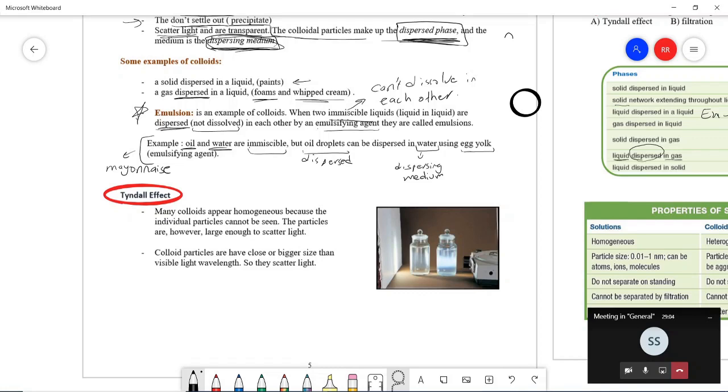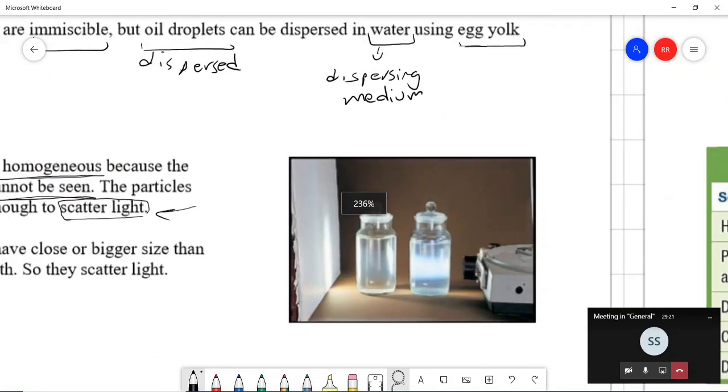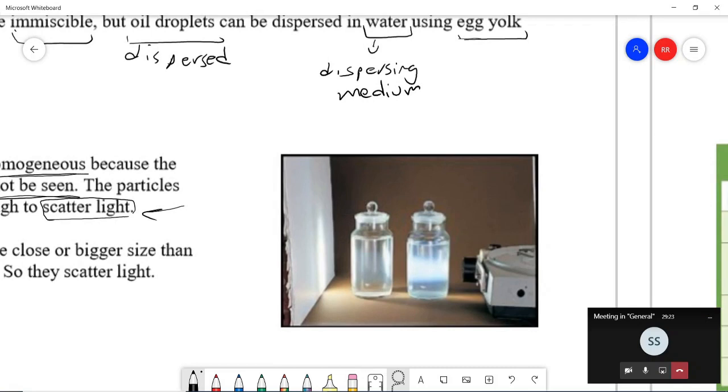There is another thing. Many colloids appear homogeneous, because the individual particles cannot be seen. The particles are however large enough to scatter light. What does scatter light mean? Now we come to scattering light. Look at this figure. This is a solution. This is a colloid.